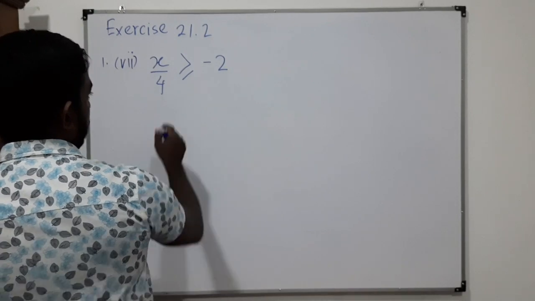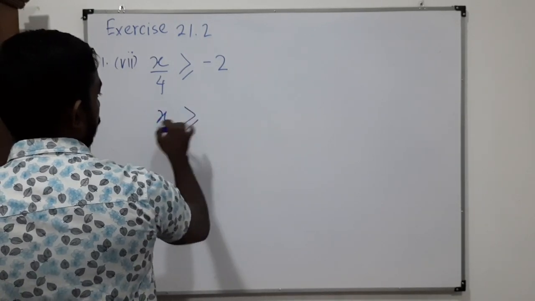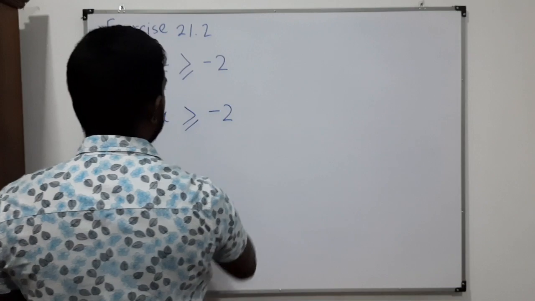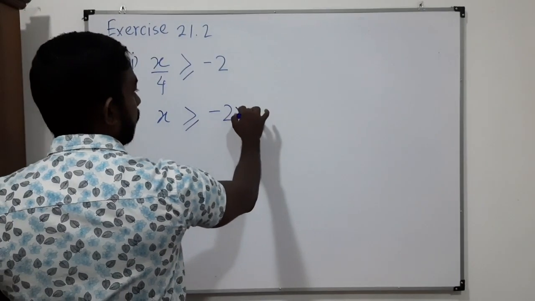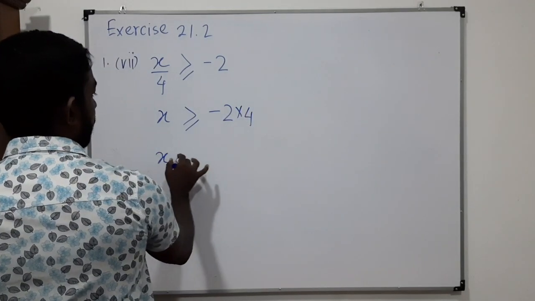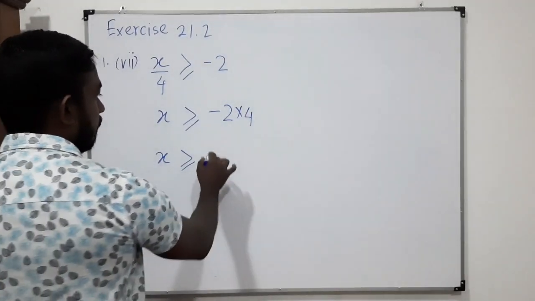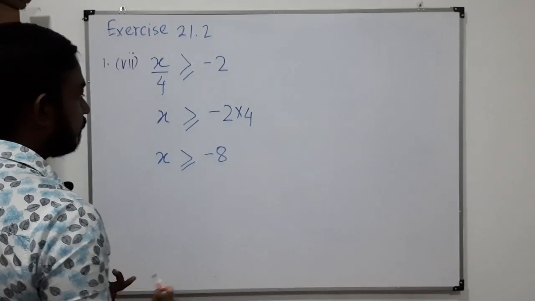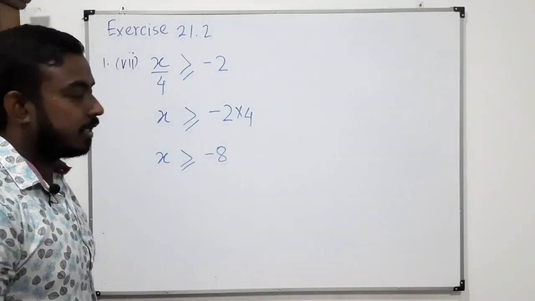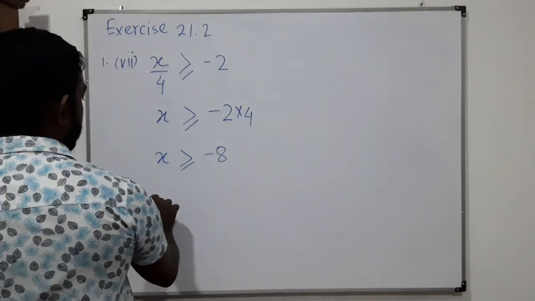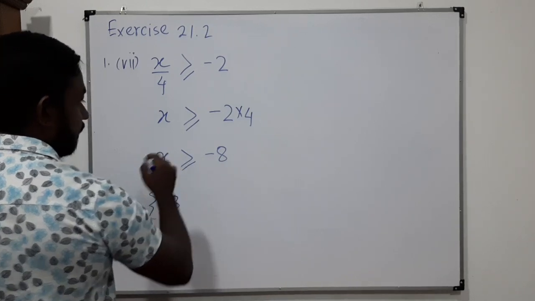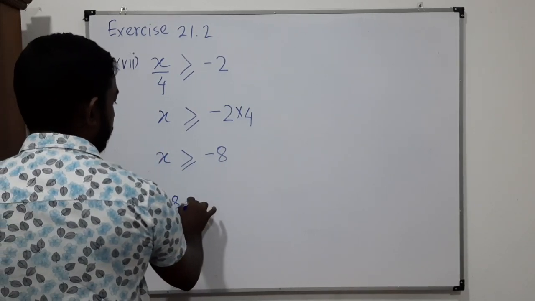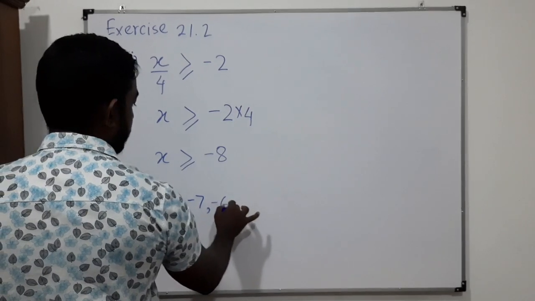Again we can close this number 4 and write down the remaining. x is greater than or equal to minus 2. Then this 4 goes to the other side. It will be a multiplication. So we can write that x is greater than or equal to minus 8. So what are the values which are greater than minus 8? We can write in double brackets. We can include minus 8 because there is an equal mark. So minus 8, minus 7, minus 6.